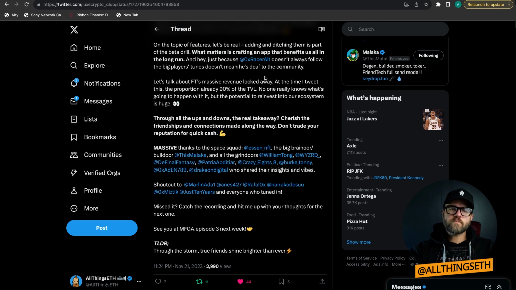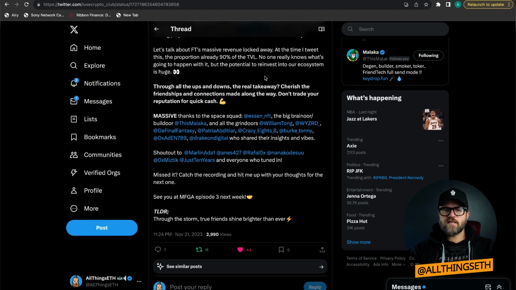Let's talk about FT's massive revenue locked away at the time of this tweet. The proportion is already 90% of the TVL. So that's 90% of the TVL is actually what FT has made in fees. And so total value locked doesn't include those fees, I don't think. In fact, I think TVL is just what's on the platform. Those fees taken, 90% of the TVL has been created in fees as well.